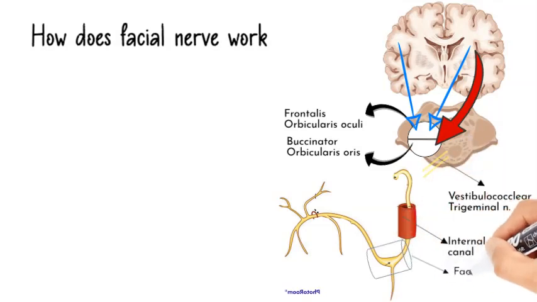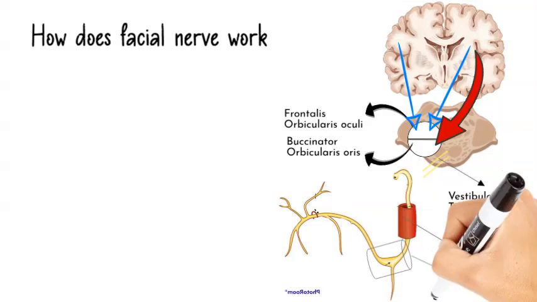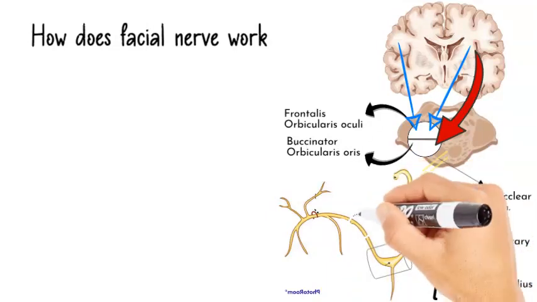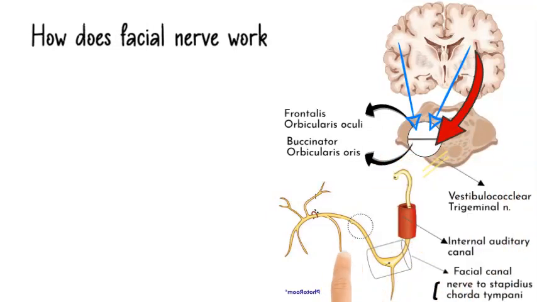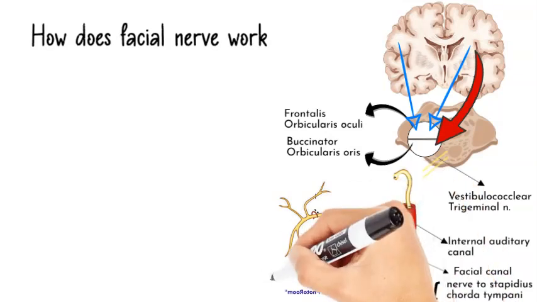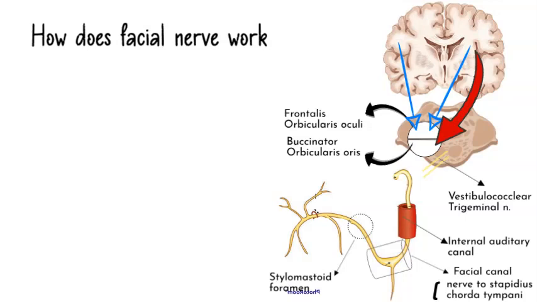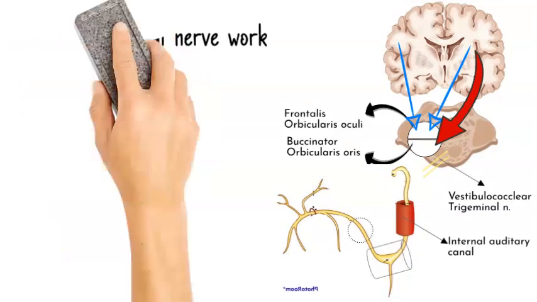Here it expands to form the geniculate ganglion and gives its branches, which is the nerve to stapedius, and also receives the chorda tympani branch responsible for taste sensation. Then the facial nerve leaves the skull through the stylomastoid foramen and enters the parotid gland, where it divides into its terminal branches.